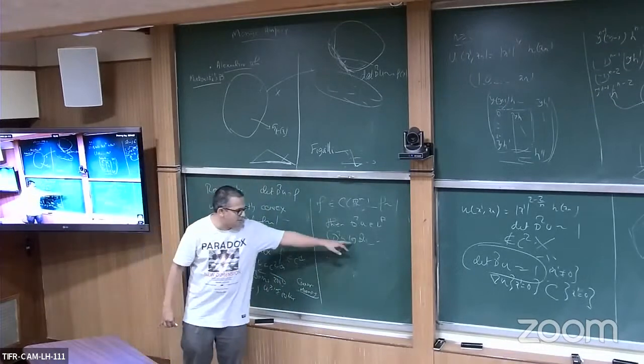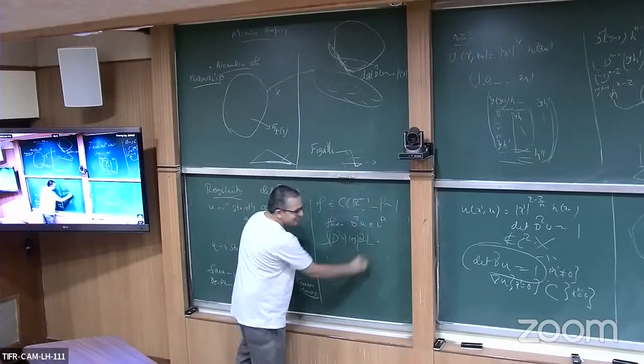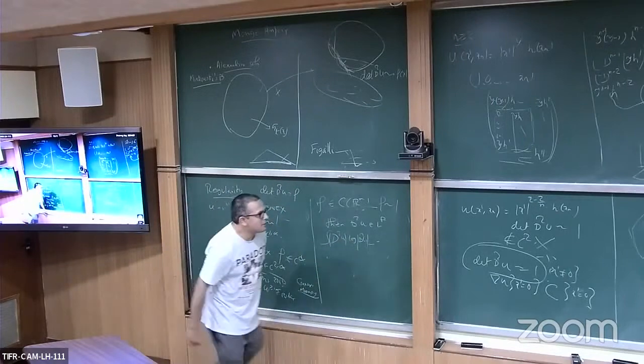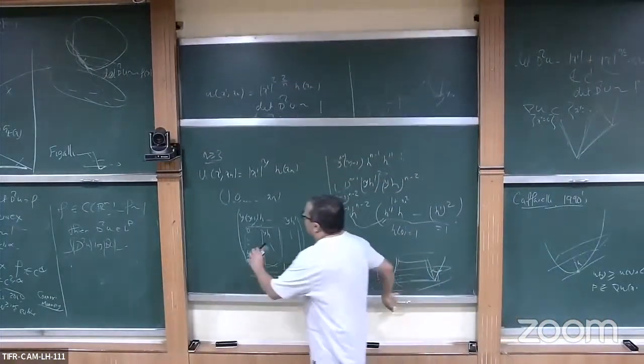And this is only relevant when d squared u is bigger than 1, right? So this is some improvement, and maybe the log comes with a power. I have to check. I don't know.